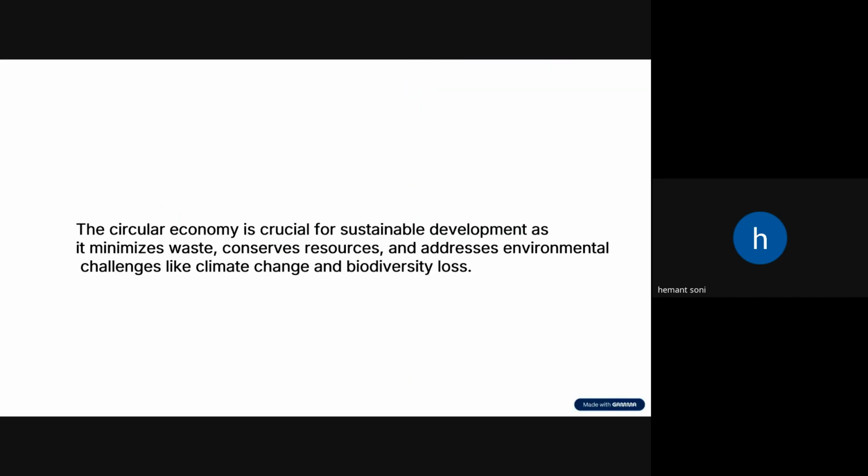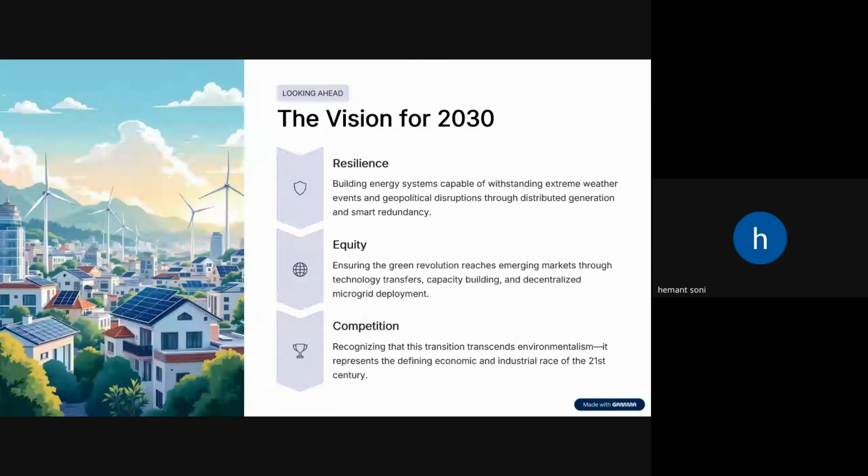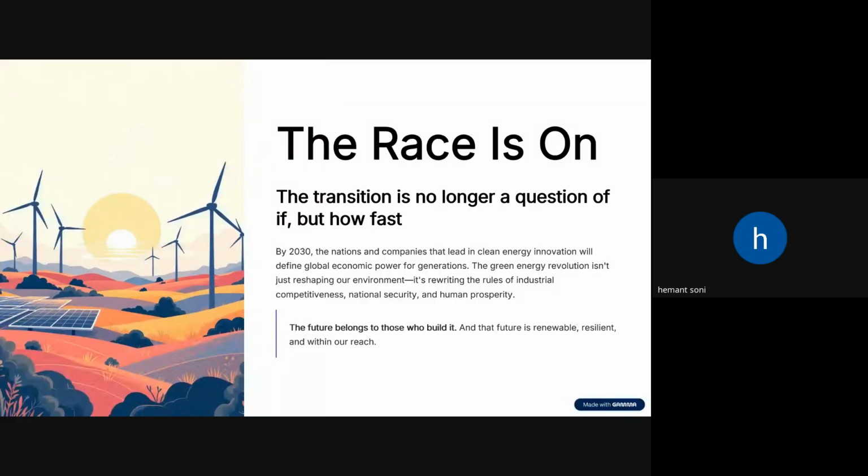Coming to the PPT. So, the race for adopting the circular economy more meaningfully, actually that race is on. So, the transition is no longer a question of if, but how fast can we adopt it.